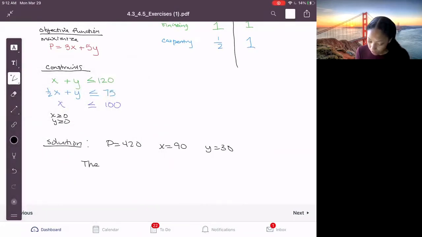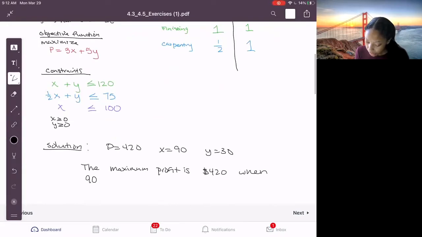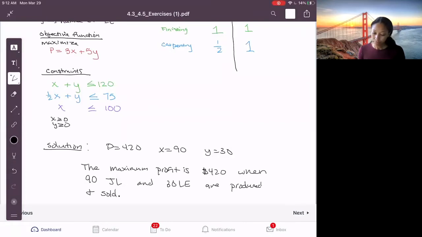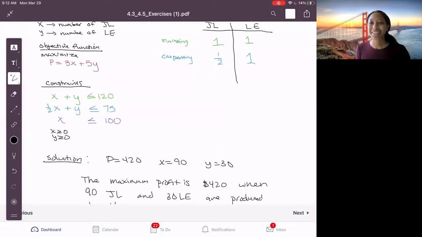So we'll say the maximum profit is $420 when 90, what was 90? The Jacob's ladders. 90 Jacob's ladders and 30 locomotive engines are produced and sold. And that's it.